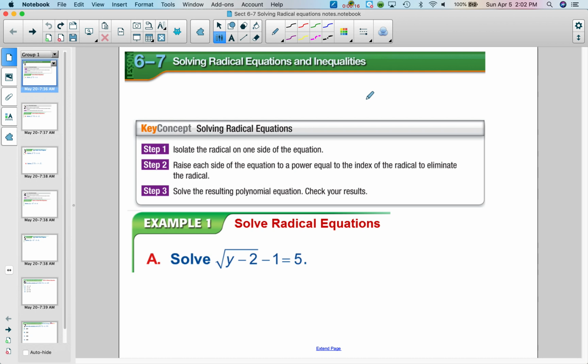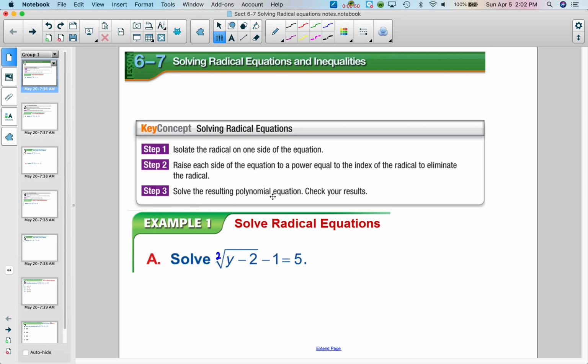So the steps involved in this are, first of all, you have to isolate the radical on one side of the equation. It might be a square root, like this first example. It could be a cube root, fourth root, but you're going to isolate it on one side of the equation. Get it by itself. Then you're going to raise each side of the equation to a power equal to the index of the radical. And I know that sounds complicated. All that means is because this is a square root, I'm going to square both sides. If this was a cube root, I would cube both sides. But you have to get the radical by itself first.